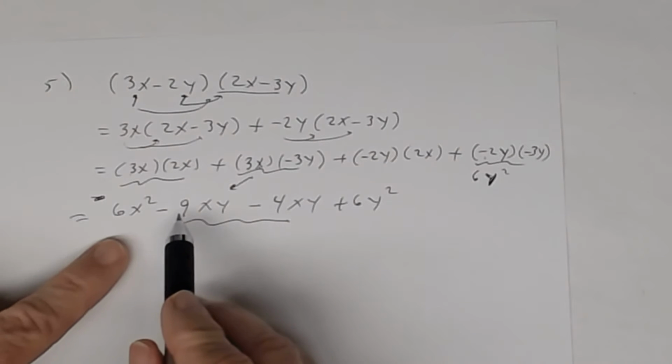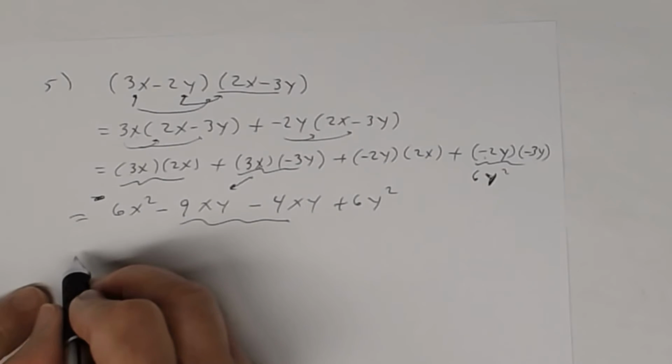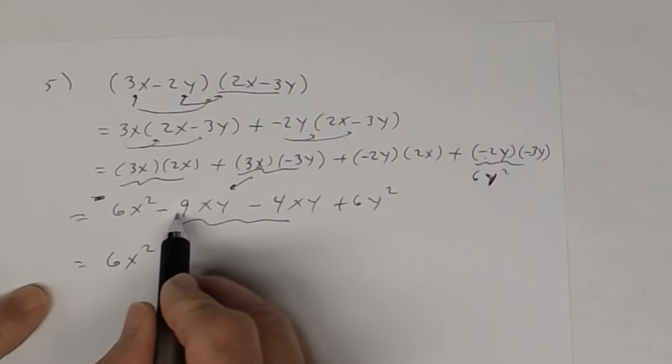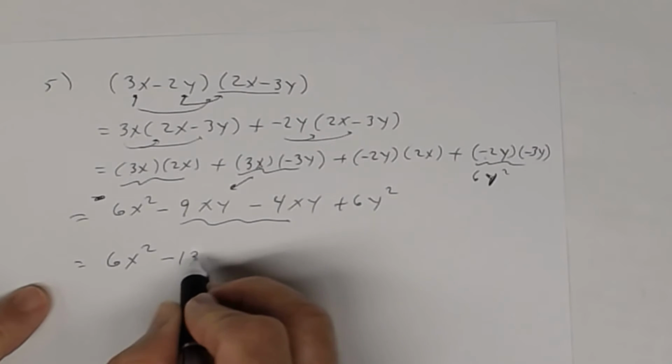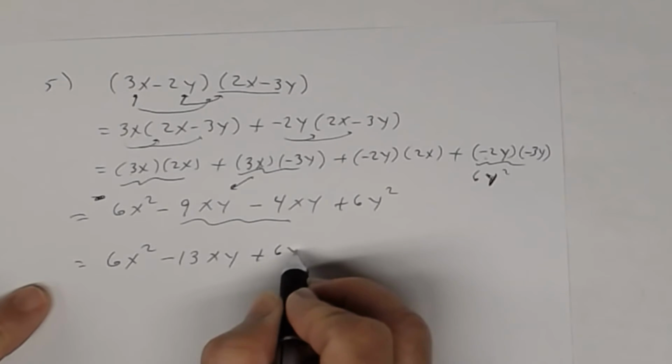And now combining my like terms, a negative 9 and a negative 4, so I get 6x squared. So a negative 9 and negative 4 is a negative 13. So I get negative 13xy plus 6y squared.